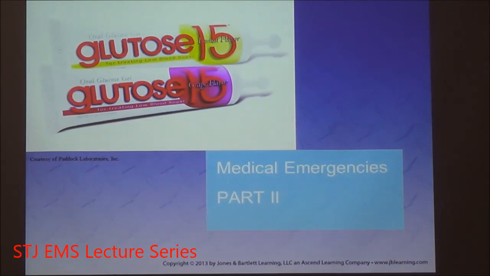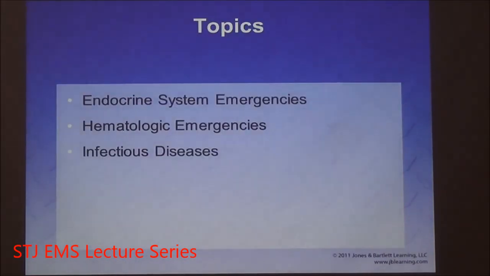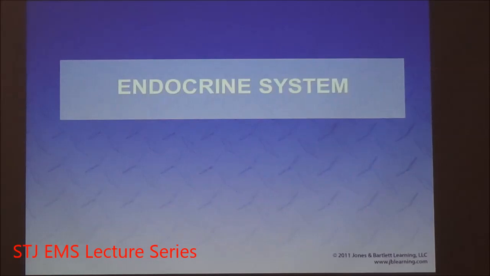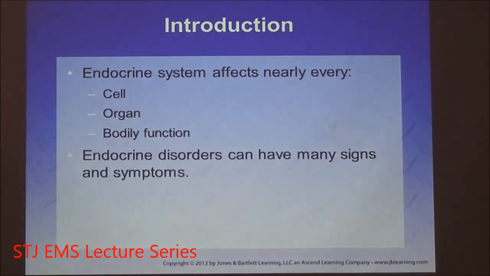This is part 2 of the 3-part series of medical emergencies. This lecture is going to cover emergencies of the endocrine system, as well as the hematologic system, blood disorders, and we're also going to talk about infectious diseases. So let's start with the endocrine system.